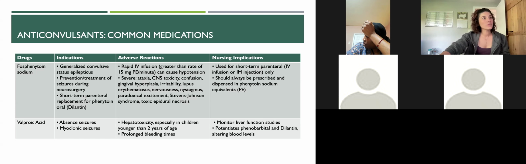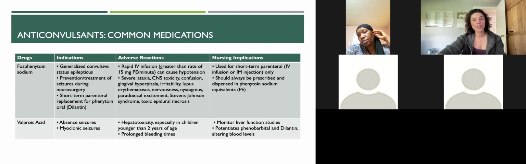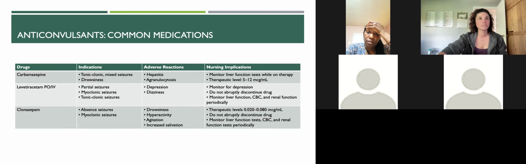Valproic acid is for absent seizures or myoclonic seizures. It's very damaging to our liver, especially if we're under 2 when we are still immature, and it can prolong our bleeding times. So we have to do liver function studies, and it will make phenobarbital and Dilantin work faster. So it potentiates them and alters their blood levels. So those medications are going to be at risk for reaching toxic levels a lot faster if you're also giving valproic acid. So it speeds up their metabolism.